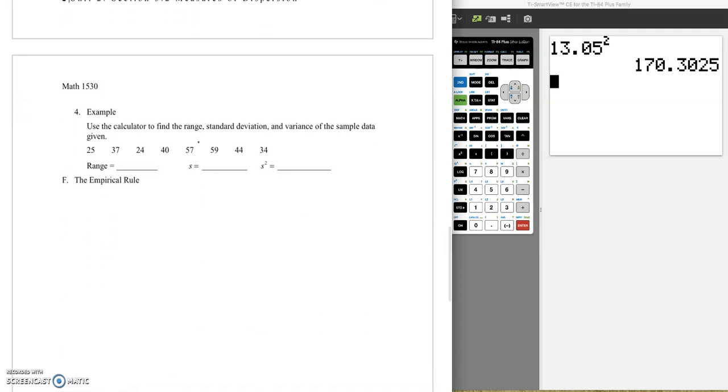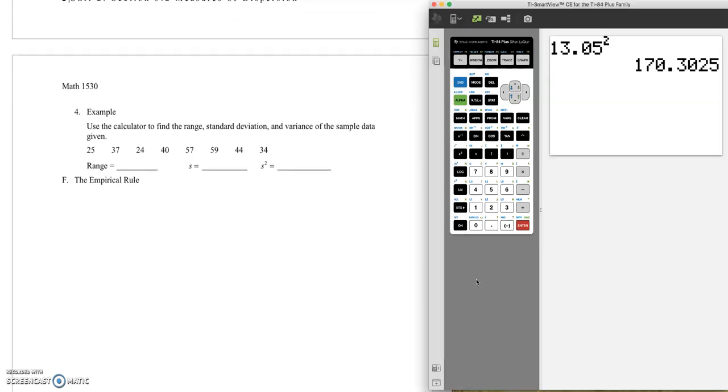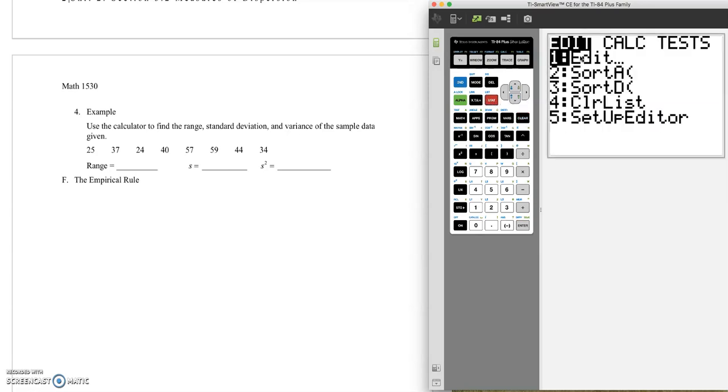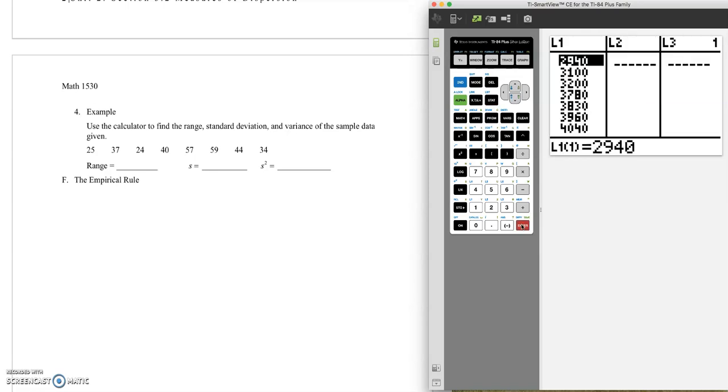So let's use the calculator to find the range, standard deviation, and variance of the sample data. So we're going to put this data into our list. Remember, we hit the stat key, and then we want to edit our list, so enter. Now we need to clear out what was in there before, so arrow up so that L1 is highlighted, hit the clear key, and hit enter. And now it's all cleared out.